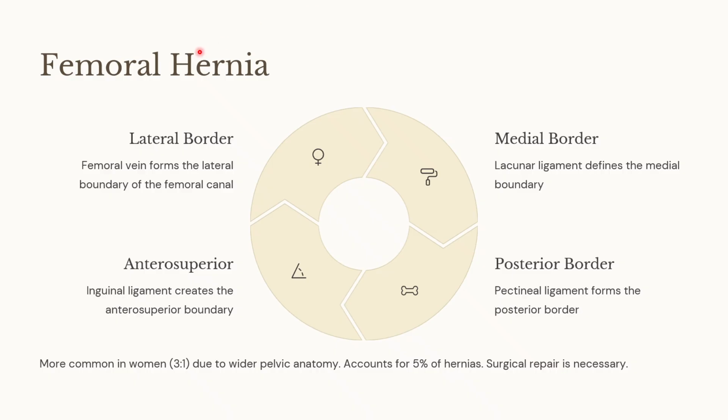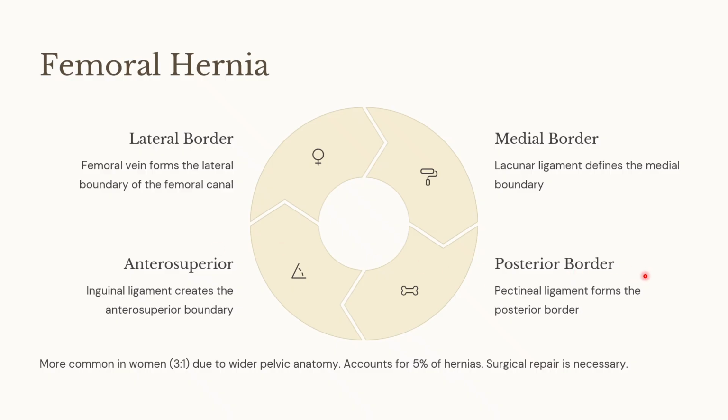What about the femoral hernia? Femoral hernia has a lateral border and a medial border. The medial border is the lacunar ligament, which defines the medial boundary. The lateral border is formed by the femoral vein, which forms the lateral boundary of the femoral canal. And the anterosuperior border will be the inguinal ligament. This is the difference between the inguinal hernia and the femoral hernia. Femoral hernia happens under the inguinal ligament. So the inguinal ligament creates the anterosuperior boundary, but in inguinal hernia, the inguinal ligament will form the inferior boundary.